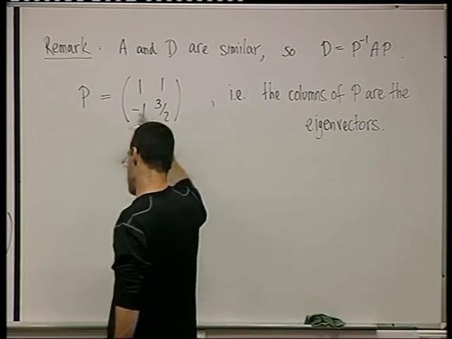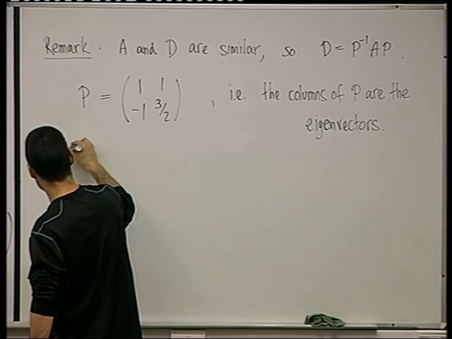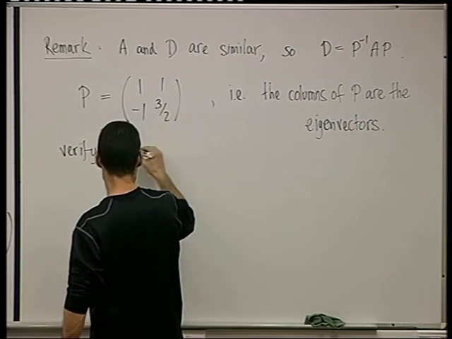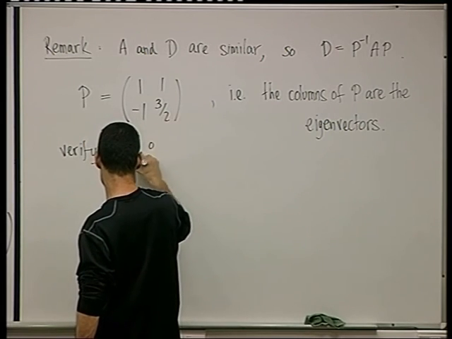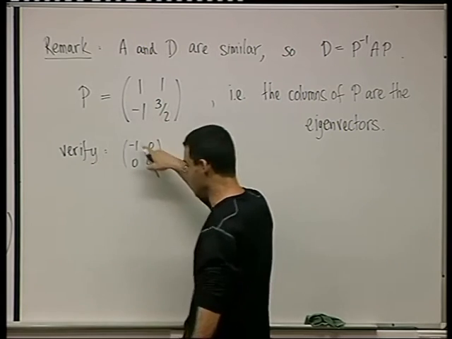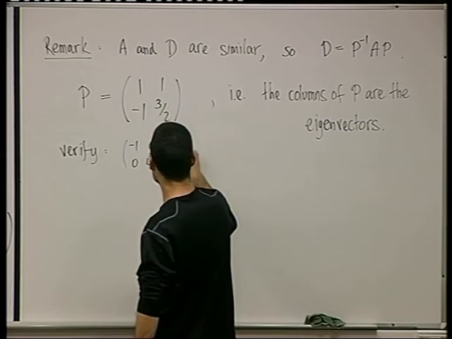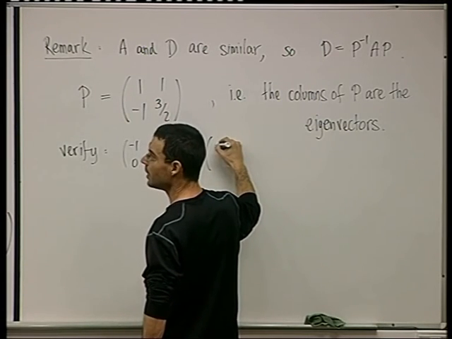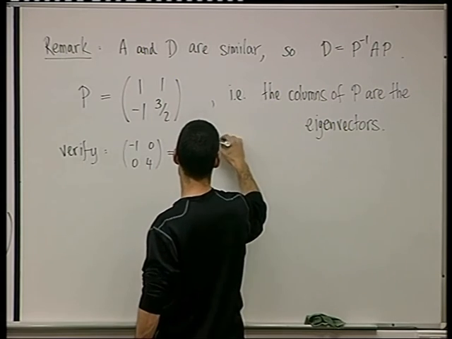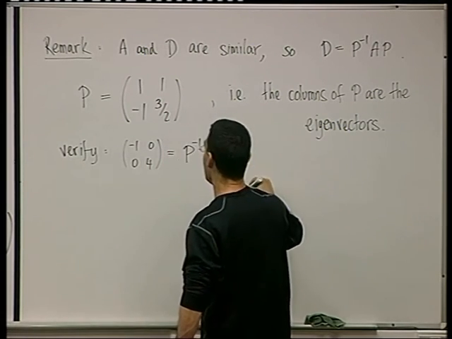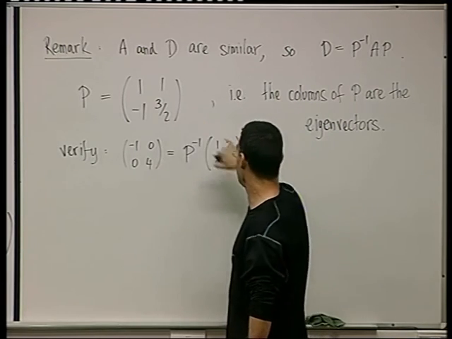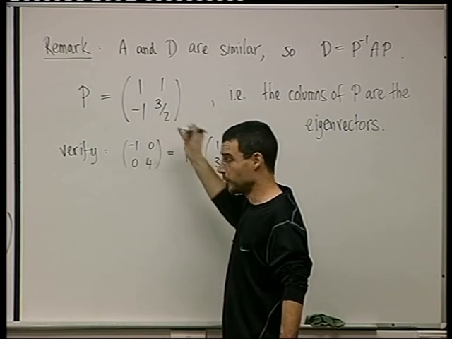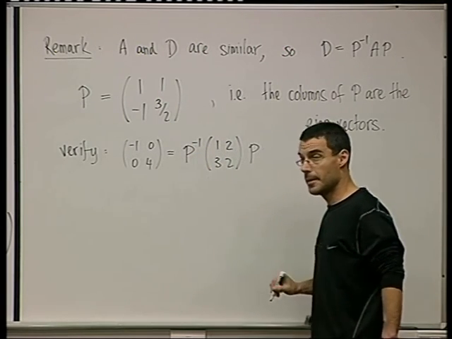Okay? And this is going to be a theorem in general, but what I want you to do is to verify it in our example. Verify that D, which was -1, 0, 0, 4, eigenvalues on the diagonal, equals P inverse times A, where A was 1, 2, 3, 2, times P, where this is P. Okay? And you need to find what P inverse is. Not a hard task for a 2 by 2 matrix, but do it.